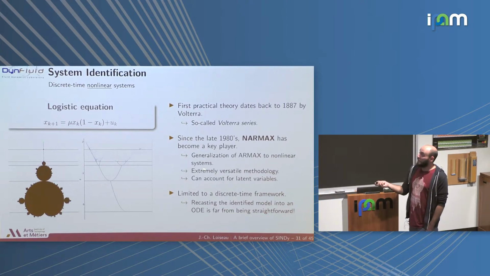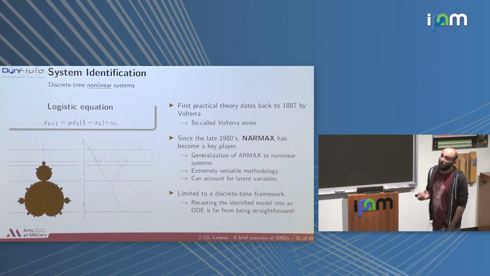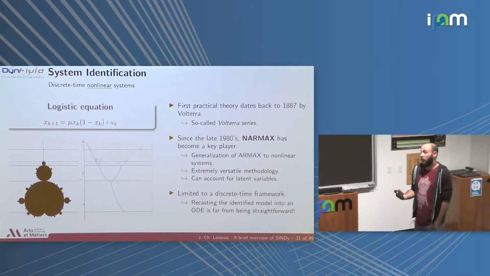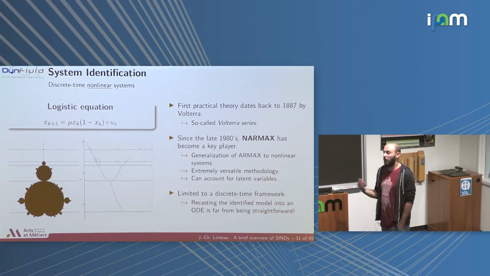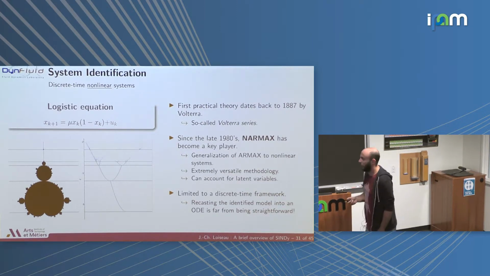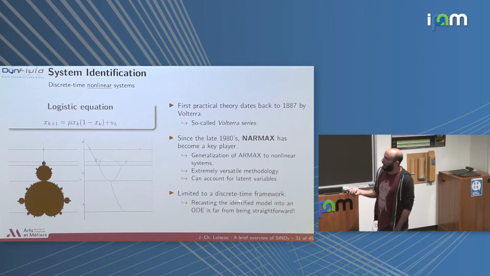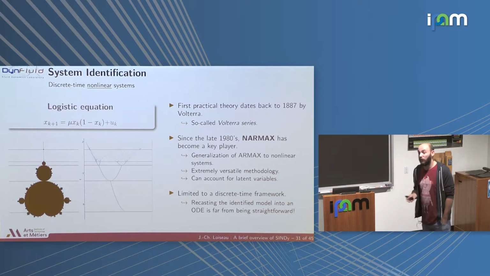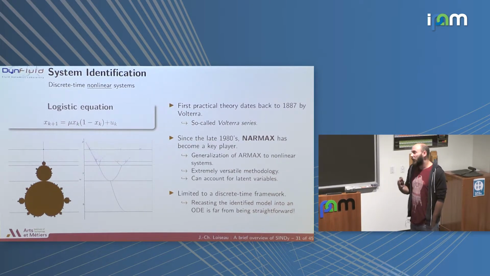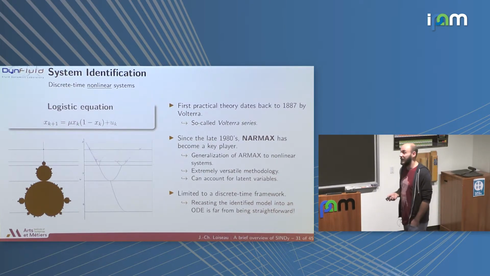The problem is it's limited to a discrete time framework, and in physics we have ODEs, right? The natural language of physics is x dot equals f of x. It's not x_{k+1} equals f of x_k. And so transforming from the discrete time system obtained by NARMAX back to an ODE is actually far from straightforward, and we can really do it just in a few simple cases.